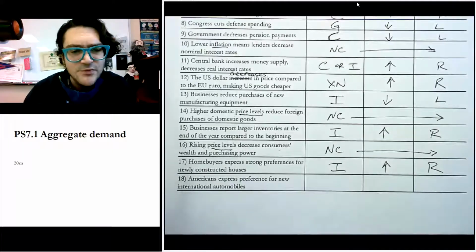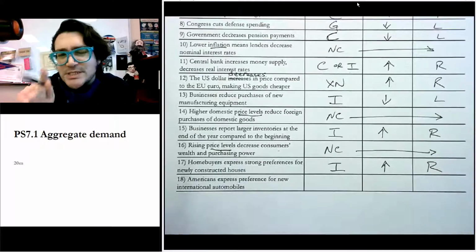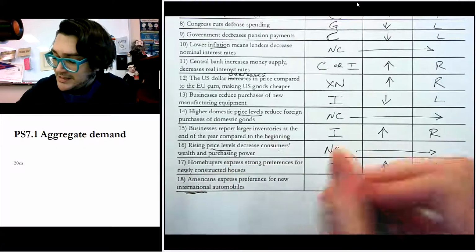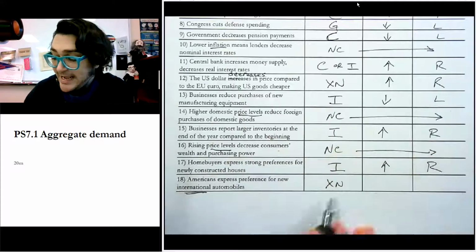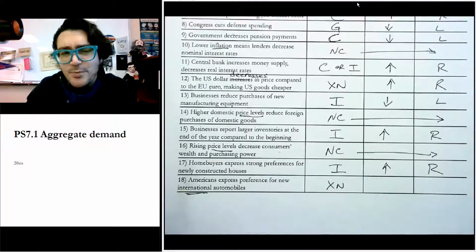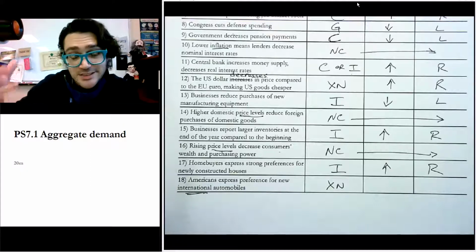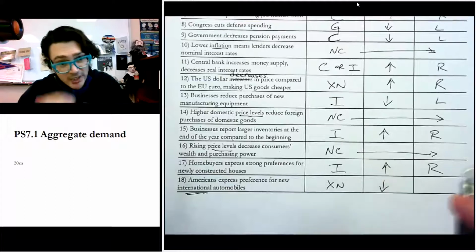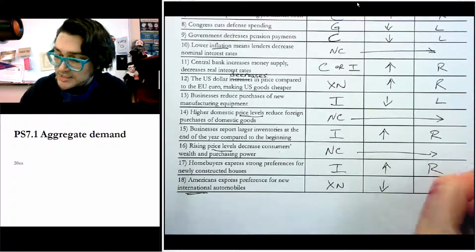Americans express preferences for new international automobiles. Now we're really tricky. If they're foreign made, that's going to be net exports, and it's going to reduce our net exports because we're buying more foreign made cars. That's an import, and so it's going to pull our net exports down because we subtract imports, remember? So that's a decrease to the left.